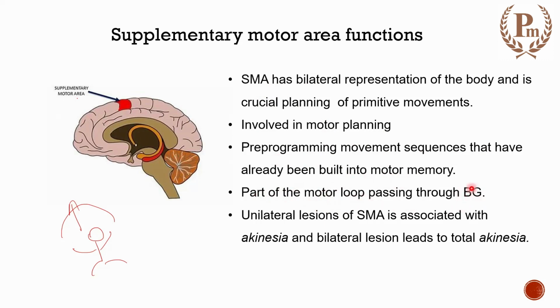BG is basal ganglia. If there is any unilateral or bilateral lesion of this supplementary motor area, this is associated with akinesia. So what is akinesia? There is loss of movement. Okay, so you can have a unilateral loss of movement, or you call it unilateral akinesia, or there can be bilateral loss of movement, which may be like total akinesia.